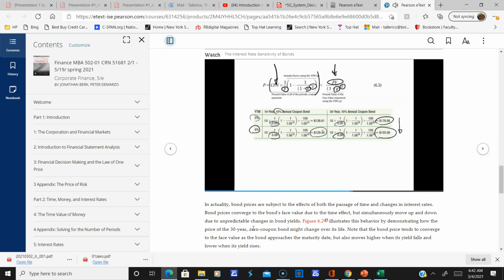Now, you can see just eyeballing this, and we can calculate out the percentages, that the change in yield to maturity has a much bigger impact on the 30-year bond than it does on the 10-year bond. It drives both prices down, but it's a much bigger deal for the 30-year bond. And if you actually calculate this out, the change, 129.44 minus 138.61 over 138.61, works out to be a decrease of 6.6%.